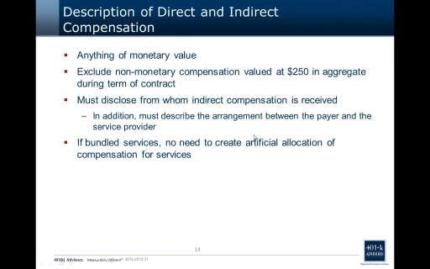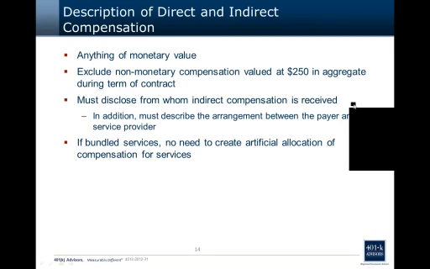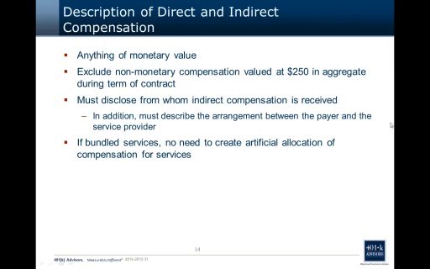Okay, with respect to direct and indirect compensation, it's anything of monetary value. You can exclude any non-monetary compensation that's $250 or less. If there's indirect compensation, in other words, it might be a commission payment or a bonus payment, an override payment, it must describe the relationship, the arrangement between the payer and the service provider. And if you're providing a bundled suite of services, there's no need to create an artificial allocation of all those component services.